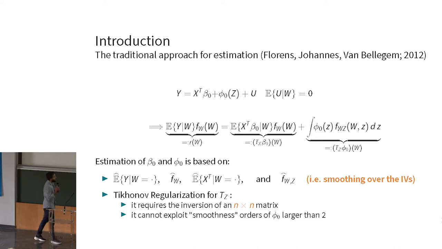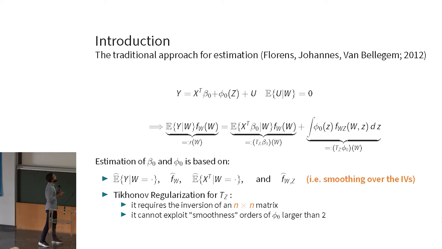Now, the issue when we use Tikhonov regularization is that it's quite intensive from a computational point of view, because it requires the inversion of a matrix of the same size as the sample size. And second, the Tikhonov regularization cannot exploit order of smoothness of phi larger than 2. So even if phi naught is a very smooth function, we cannot use this high order smoothness.